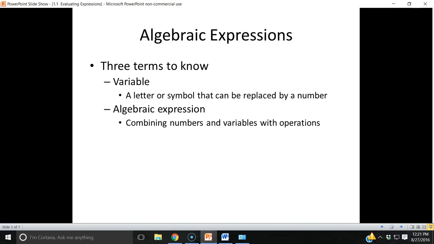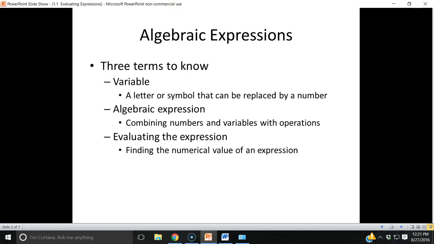Algebraic expression is combining numbers and variables with operations. So plus, minus, multiplication, division. Algebraic expression basically is adding numbers and variables together. And then evaluating the expression is when you find the numerical value of an expression.